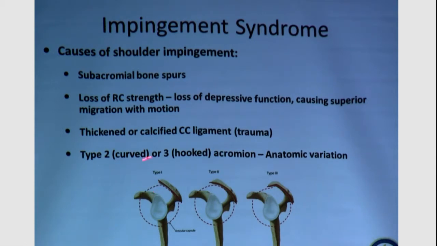And then these are the two types of acromions that you run into trouble with in people who have impingement: the type 2, which is curved, and the type 3, which is hooked, compared to this type 1 anatomic variant that most people have when you look at the acromion bone.